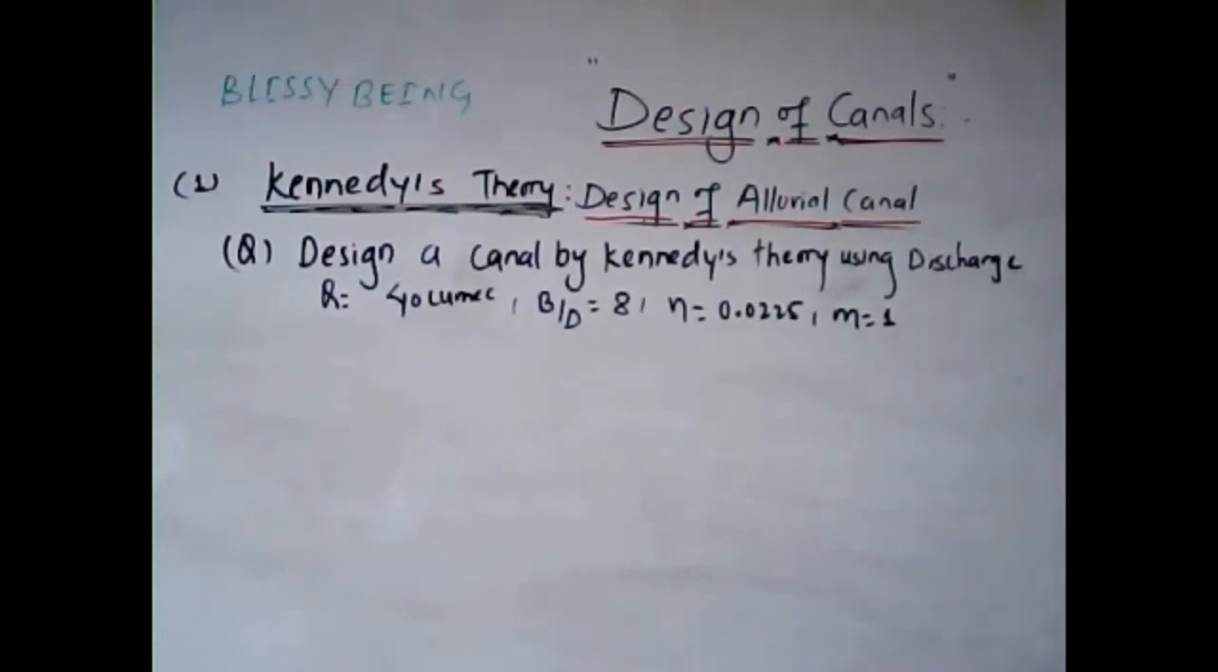From the above design procedures, we have one problem: design a canal by Kennedy's theory using discharge Q given as 40 cubic meters per second. The ratio of bed width to depth is 8. The value of Kutter's coefficient N equals 0.0225, and the critical velocity ratio, that is m, equals 1. So V by V naught has been given as 1, and you need to design the canal using Kennedy's theory where Q, N, m and B by D ratio are given.